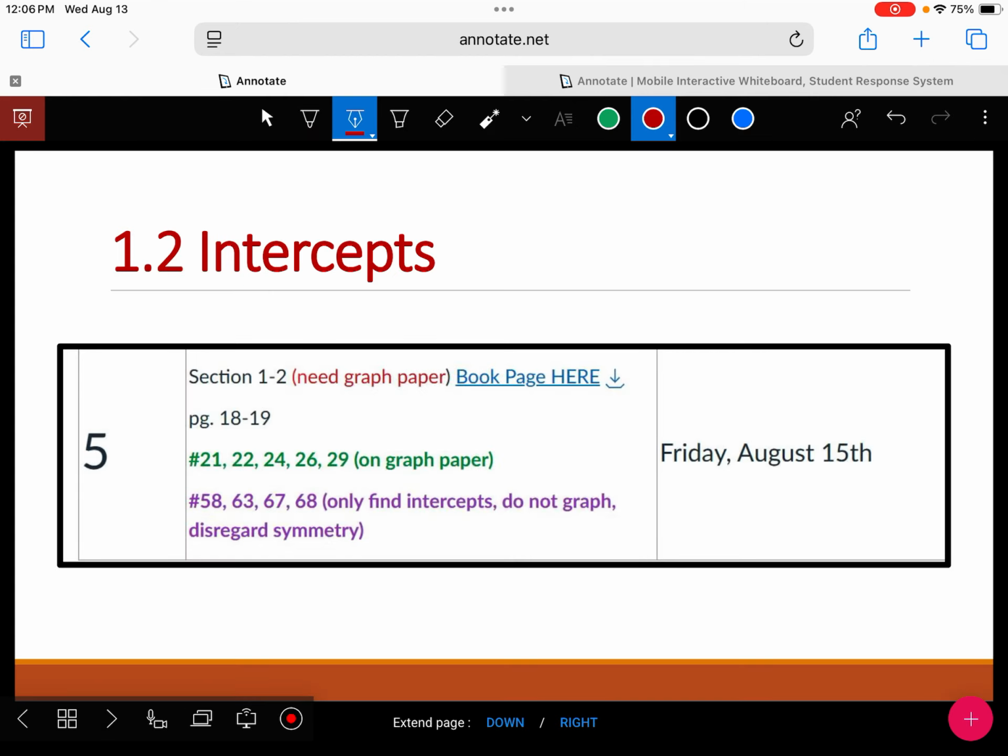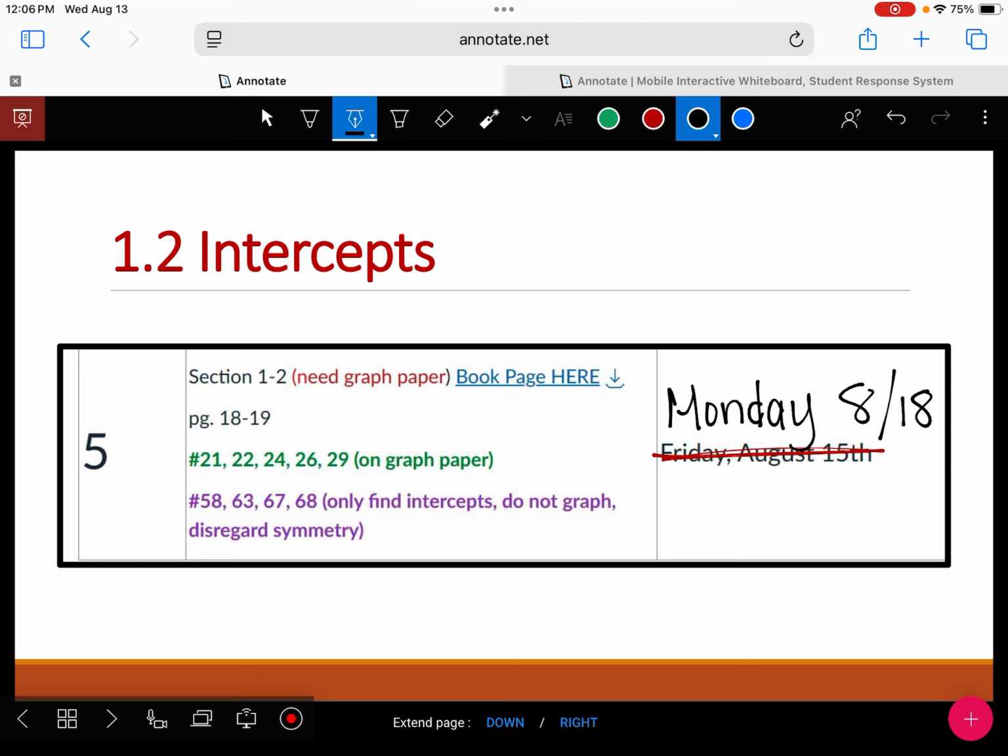Okay, 1.2 intercepts. This is our last part for this test. I forgot to update this one. This is not due on Friday. This is due on Monday. It is updated on Canvas. I just didn't update my slide. So homework 5 is due on Monday.